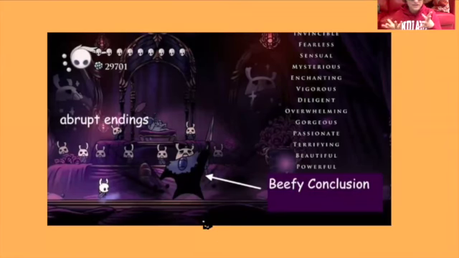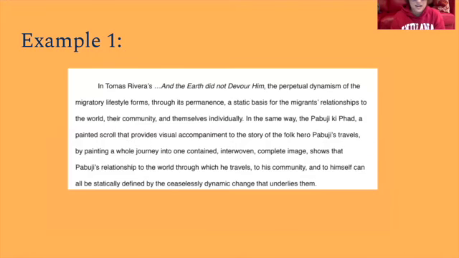So yeah, beefy conclusions are stronger than really, really short, abrupt ones. Here's an example. Take a minute to pause and read it and then come back.